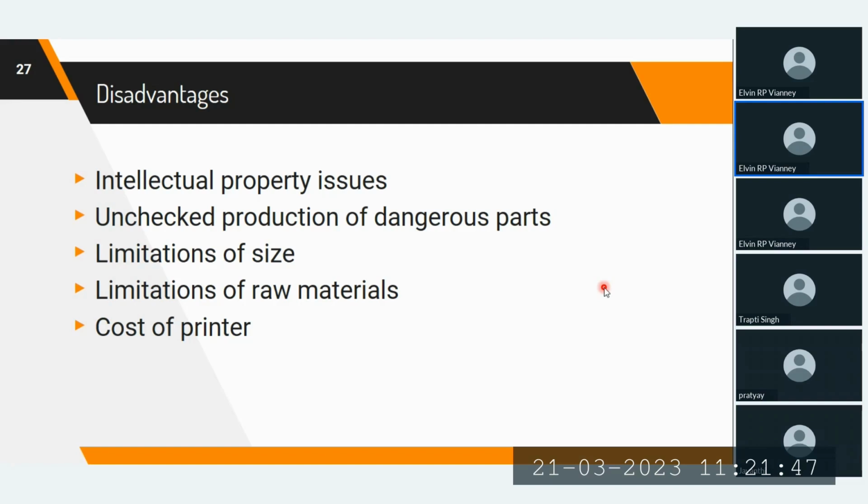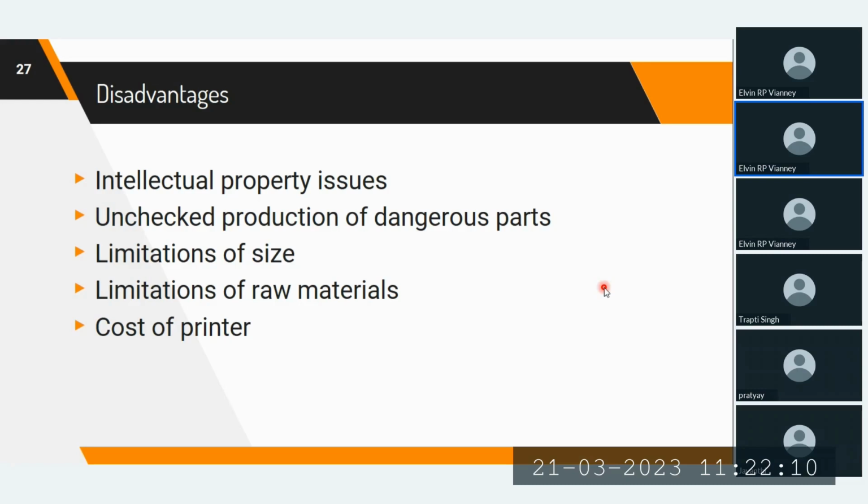So the limitation on size is based on the 3D printer bed. If the bed size is 100 cross 100, the object size will be less than 100 cross 100 cross 100. More than that, we couldn't do. We need to go for another 3D printer based on the size of the bed.